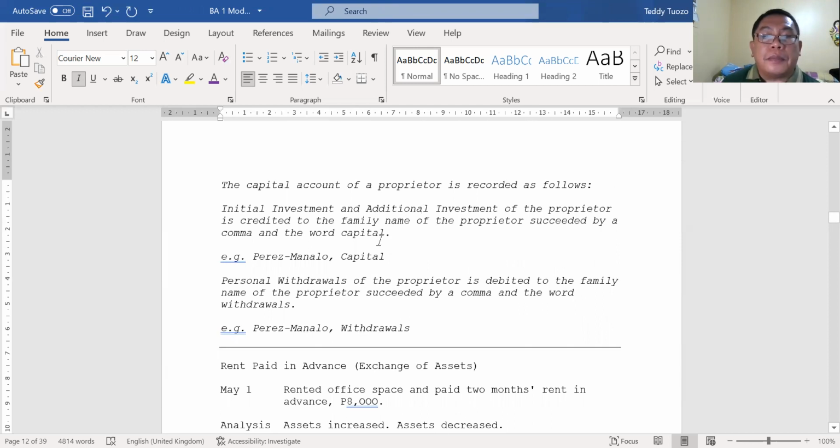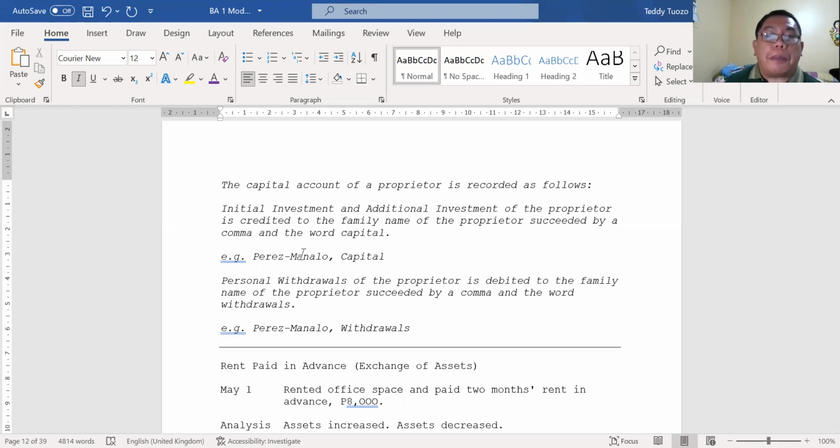And then it's credited to the family name of the proprietor followed by a comma and the word capital. So for Perez Manalo, actually you can leave out the middle name, it can just be Manalo, Capital. It's just that the book introduces it as Perez Manalo, Capital. But as I've said, in reality, in a business, it's only written as Tuso, Capital, without the full name.